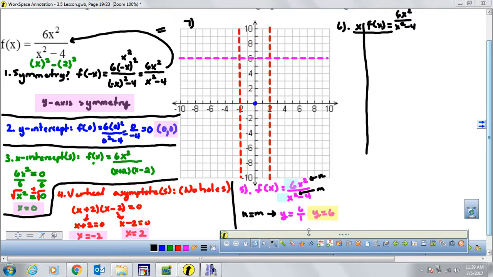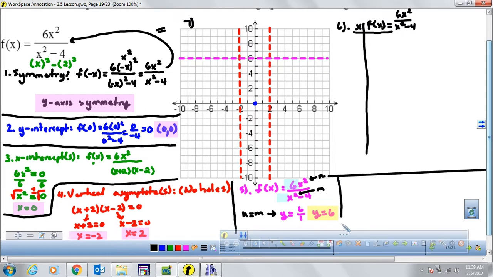Last but not least, now we're going to create the table before we can make the sketch. Let's make the table. Now for the table, remember that you need to choose at least one point between the x-intercepts and vertical asymptote. So I need at least one point between this x-intercept and this asymptote, and one point between this x-intercept and this asymptote. So we have only two values that we can select, -1 and +1. So let's use those, -1 and +1.